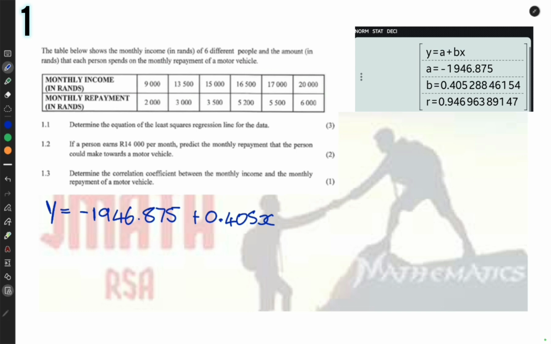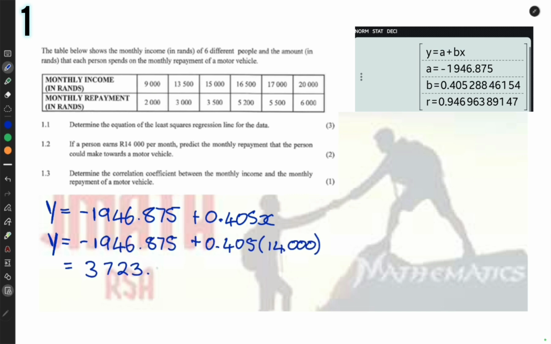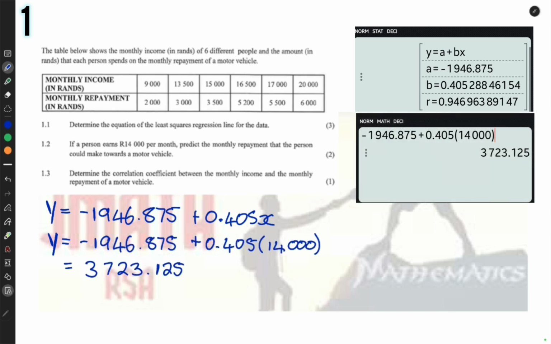All I'm going to do is sub in 14,000 into the value of x and see what it gives me. When I sub it in, it gave me a value of 3,723 Rand. So to answer the question, predict the monthly repayments: this person can repay 3,723.13 Rand per month for a vehicle.